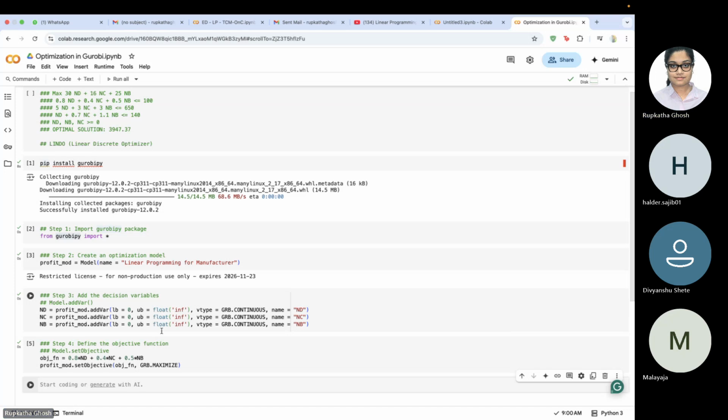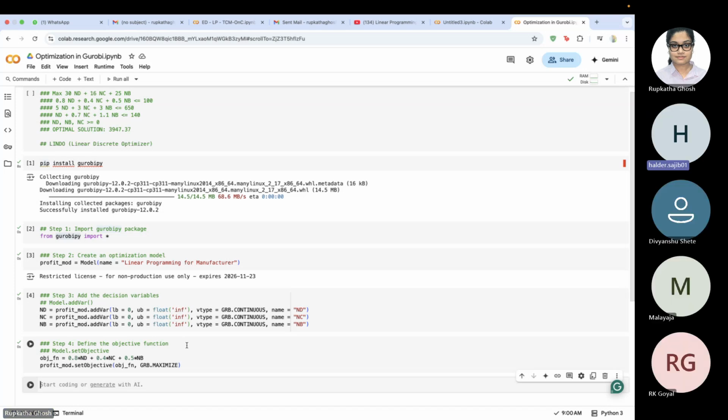Now, is there any number we will set for GRB dot maximize? It is like an argument, like objective function, which we have defined: 0.8 into ND and so on. For what we will set for GRB dot maximize? Nothing. GRB dot maximize basically means that you are maximizing this objective function. That's it. It will give some output, right?